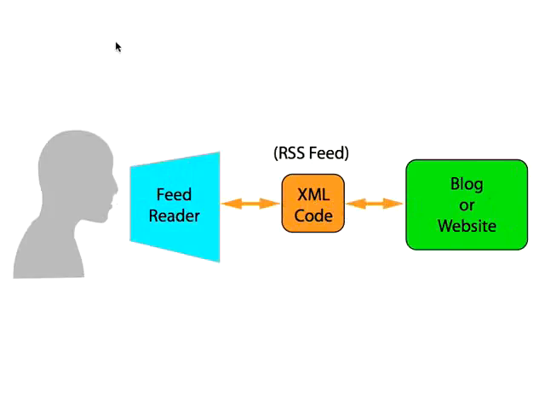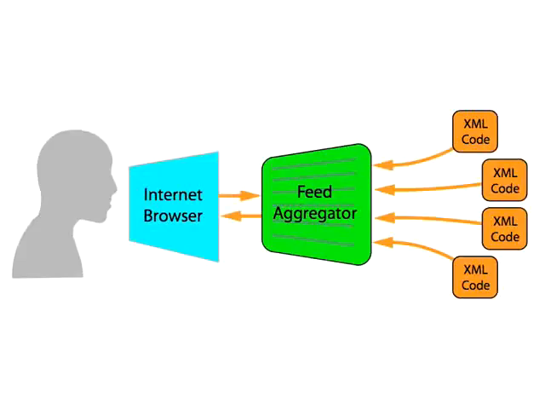So then the next question would be, what's a feed aggregator? A feed aggregator is simply a website that either by user submission or by going out and finding them itself takes all of these little pieces of XML code, all these RSS feeds, and just basically displays them for you to look through, search, whatever you want to do.